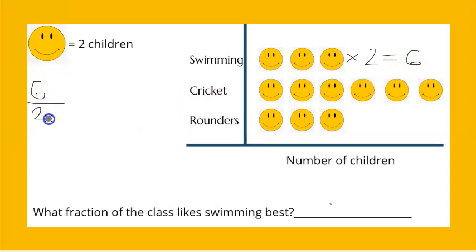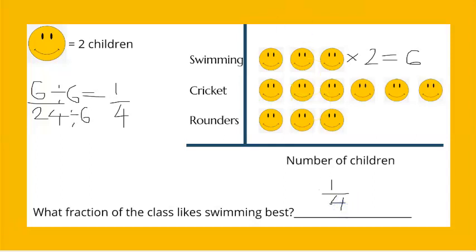So 6 over 24. I'll take this to the lowest term by dividing here by 6. 6 divided by 6 is 1. 24 divided by 6 is 4. 6 goes into 24 four times. So my answer is 1 over 4.